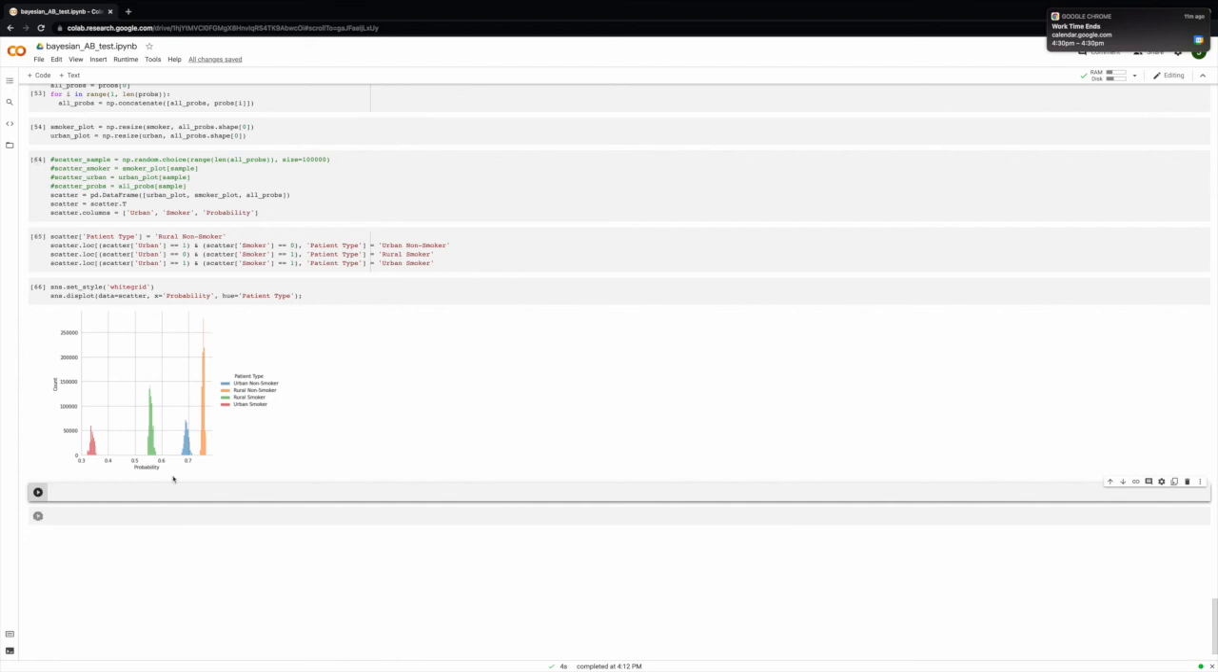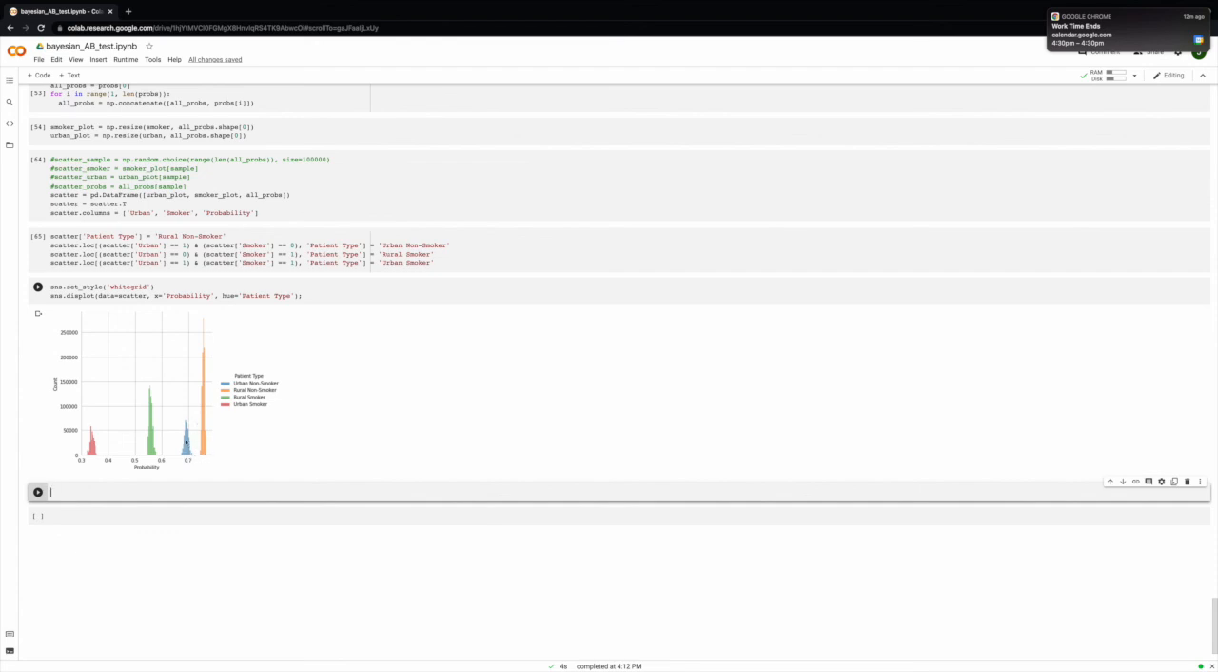There we go, finally. All right. This is what we were looking for the whole time. This is the final distribution of the probability of survival for each group. You can see rural non-smokers have a very, very high peak, and it is also furthest to the right, meaning they've got the highest probability of survival and the most consistent probability, and it's probably about 0.75, which is what we've been estimating this whole time.